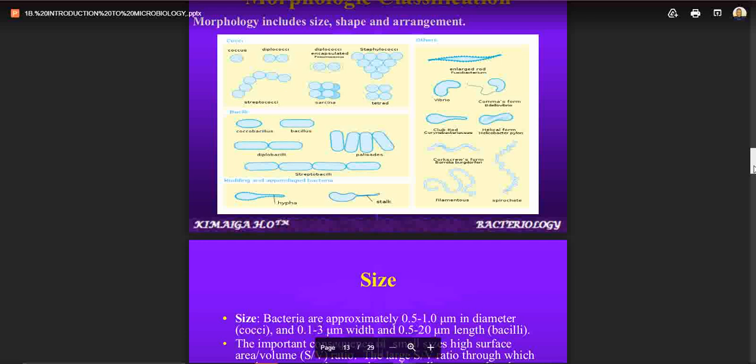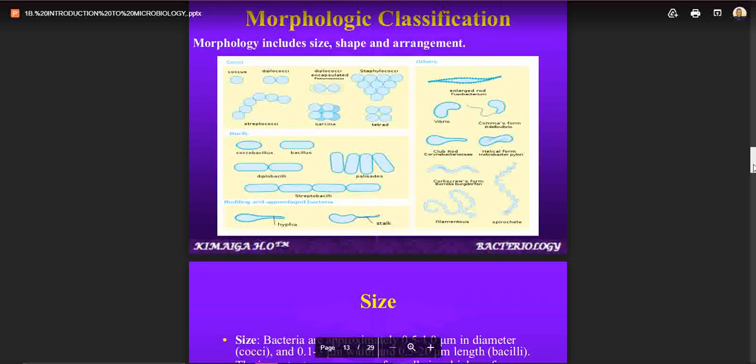Cocci, diplococci, you find them there, right? So based on their shape and arrangement, here is what we're going to have. The coccus, a single one. Diplococci, there are two. Diplococci encapsulated, there are two, but they have a capsule. Staphylococci, they are clustered. Streptococci, they are chain-like.